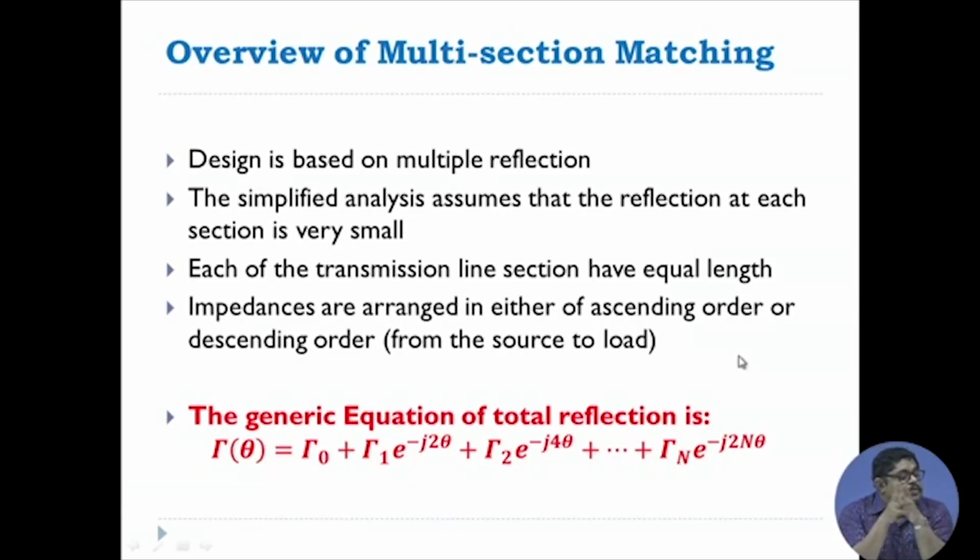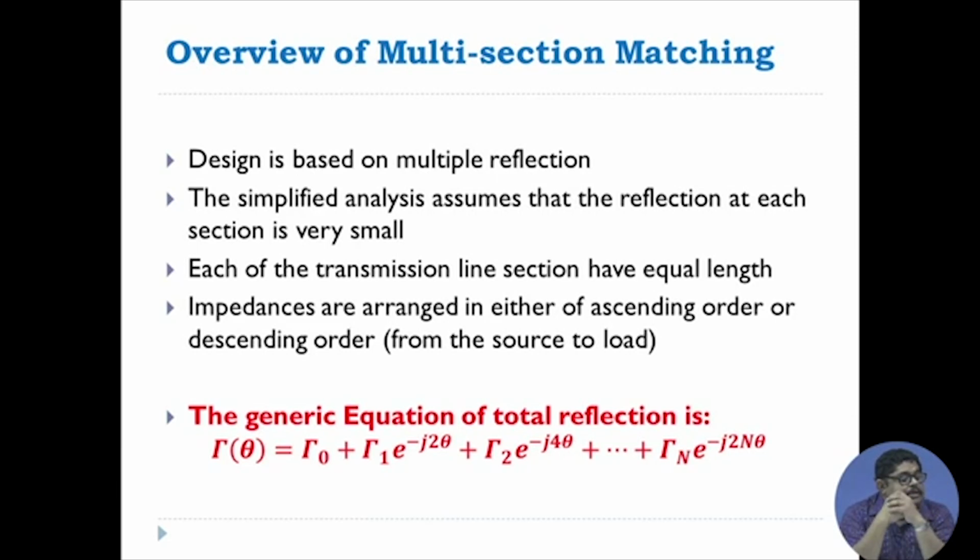So, multi-section matching design is based on this multiple reflection phenomenon of waves. Reflection at each section is very small, as I said, if you can make the load and source not much different in impedance, then the reflection is very small.